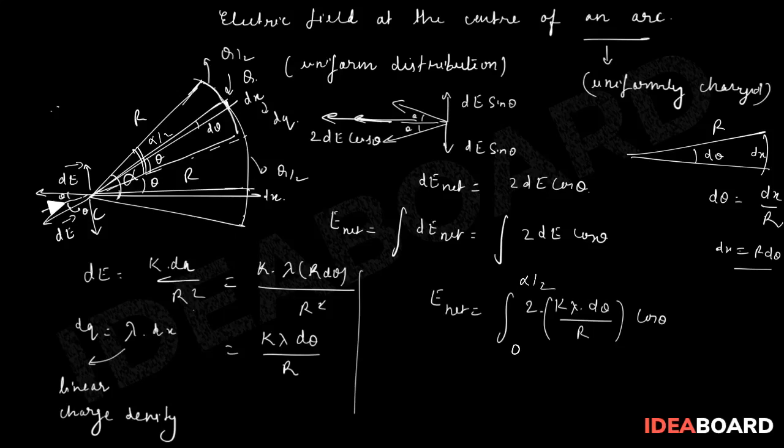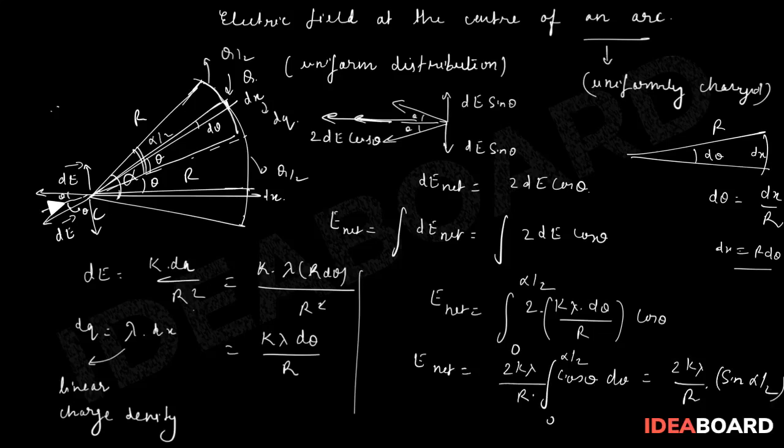So now if you solve, first of all you can take constant outside, so 2k lambda upon r will be outside. Cos theta we have to integrate from 0 to alpha by 2 into d theta. So we can use here integration: 2k lambda by r into cos theta will give you sin theta, and if you put the limits it will be sin alpha by 2, correct? So we got the value of E net.